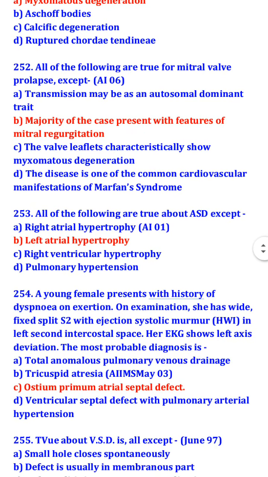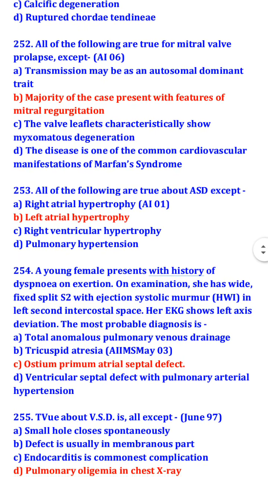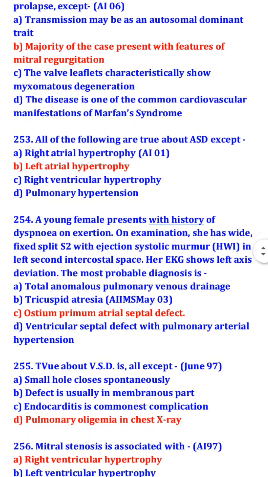All of the following are true about atrial septal defect except left atrial hypertrophy. So what is true about atrial septal defect? Right atrial hypertrophy, right ventricular hypertrophy, and pulmonary hypertension.